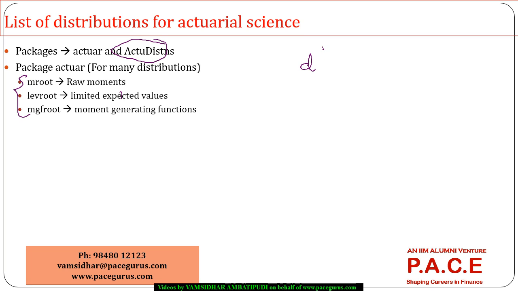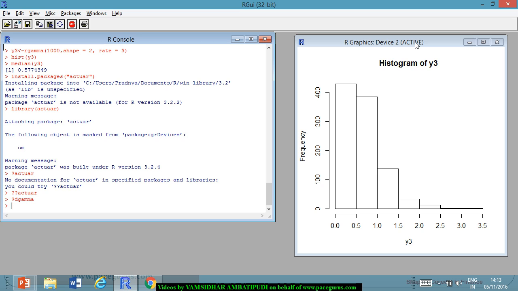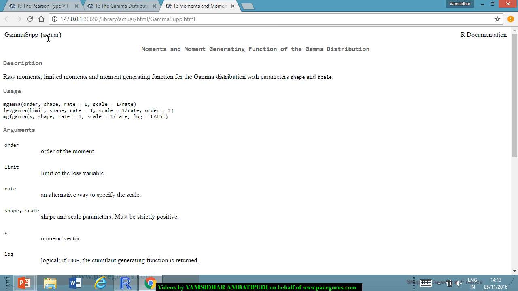Apart from these four, D, P, Q, R, I can also execute M. M gives me the raw moments directly. So let's try M gamma. Let me put a question mark saying M gamma. It says it's in the Actuar package: raw moments, limited moments, and moment generating functions. These are the three. If I put M gamma, I will get the raw moments.